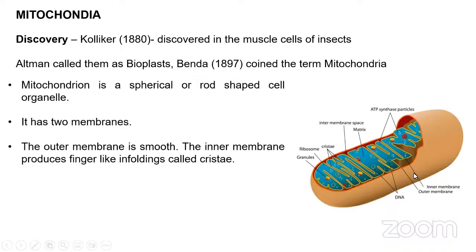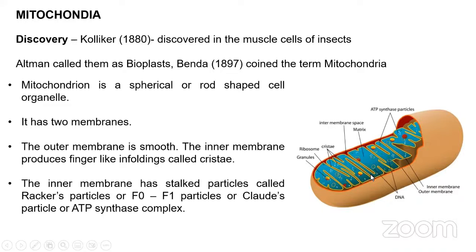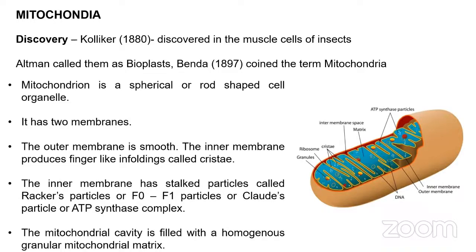The outer membrane, as we can see in this figure, is smooth, while the inner membrane has finger-like projections or infoldings, which are known as cristae. The inner membrane has stalked particles, which are also known as Racker particles or F0-F1 particles, or we also call them ATP synthase particles. These particles help in oxidative phosphorylation, and mitochondria helps in aerobic respiration inside the cell. The mitochondrial cavity is filled with a homogeneous granular mitochondrial matrix.